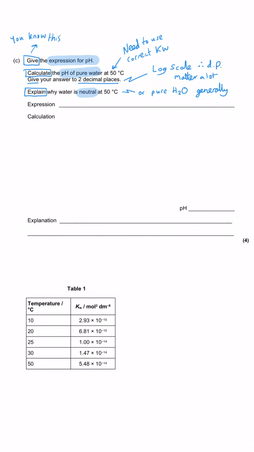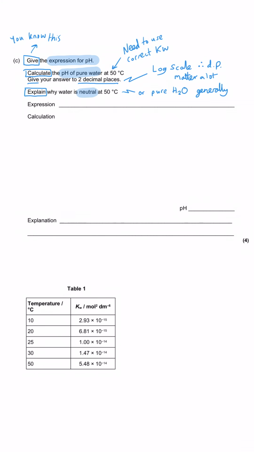In C, we're asked to give the expression for pH, then to calculate the pH of pure water at 50 degrees, and we're commanded to give the answer to 2 decimal places. That's standard for pH values because it's a log scale and the 2 decimal places are important. Then we're asked to explain why water is considered neutral at 50 degrees C.